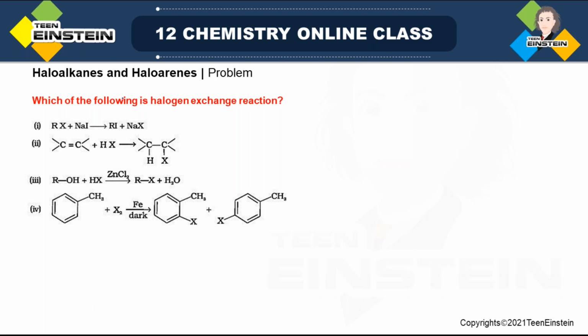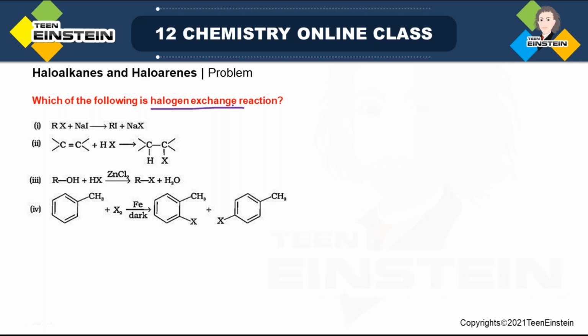Next we have another problem. Which of the following is a halogen exchange reaction? Now the question is about recognizing the type of reaction, and the type mentioned here is halogen exchange. Halogen exchange means one halogen will be replaced by another halogen.